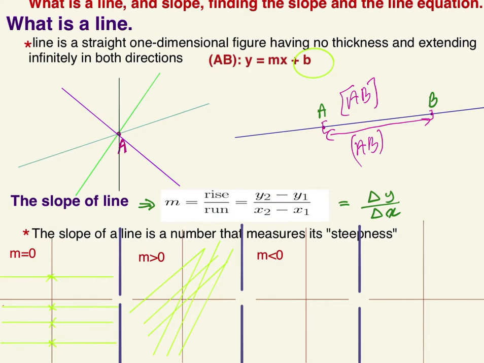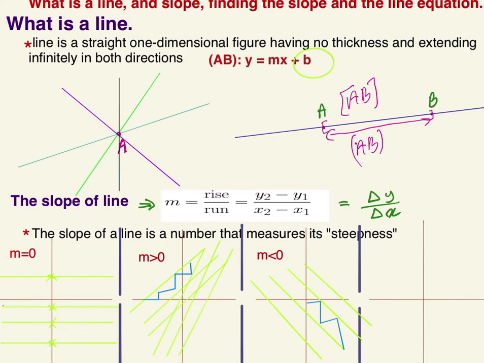When m is negative, the lines are going to look down, something like that. What does it mean? It means that when x is increasing, y is decreasing. Unlike when m is positive, where x is increasing and y is increasing. This is the difference.